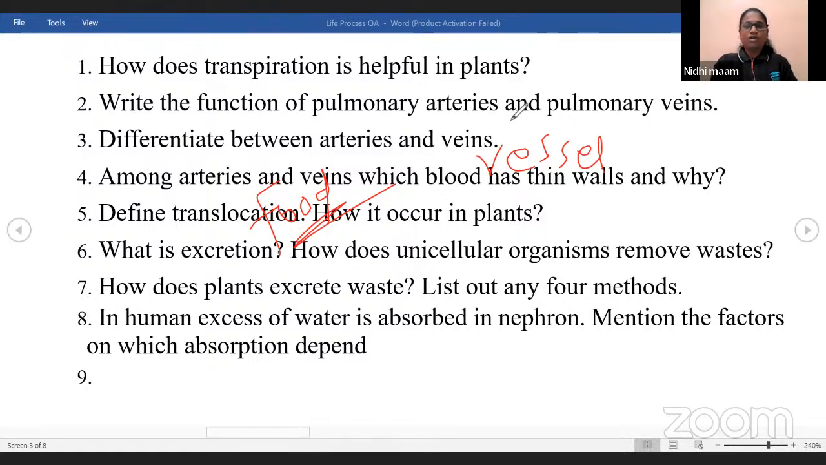Next question. What is excretion? How does a unicellular organism remove the excretion? What does excretion mean? Do you at least know this? What do you mean by excretion? What is excretion?